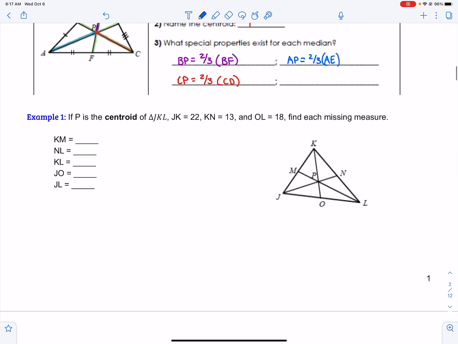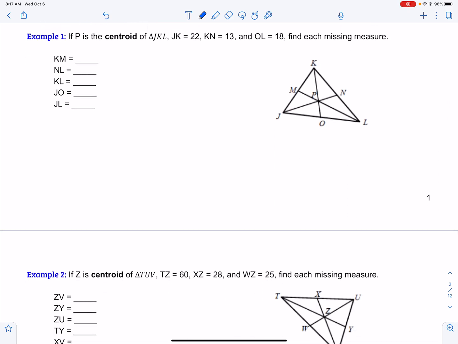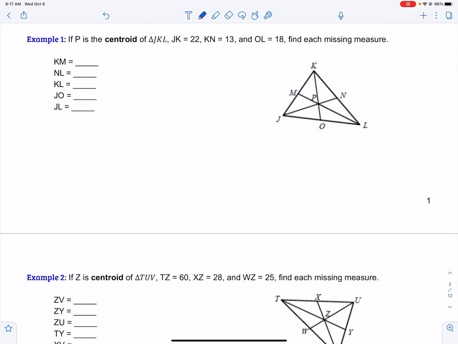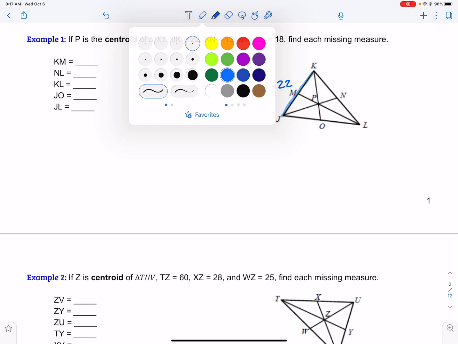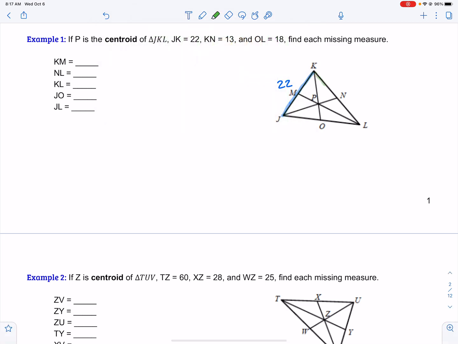All right. So let's look at some examples of how we apply these properties of centroids to a problem. So it says if P is the centroid of triangle JKL and JK equals 22, so let's label. They said that JK equals 22, KN equals 13. So KN is 13 and OL is 18. So let's label OL in purple is 18. And then it said find each missing measure.